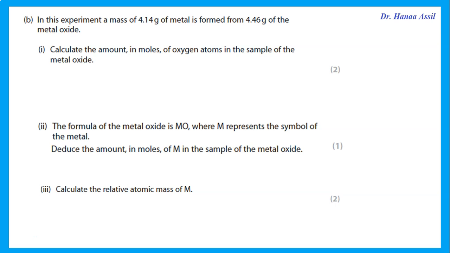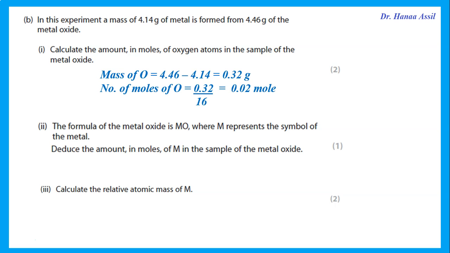In this experiment, a mass of 4.14 grams of metal is formed from 4.46 grams of metal oxide. So I started with 4.46 grams of oxide and got 4.14 of metal. So how much oxygen? What would be the mass of oxygen? It's the difference. The difference is the mass of oxygen, and we're required to calculate the number of moles.